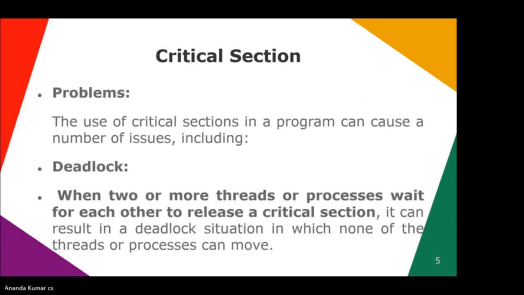First, what are the problems that occur when we apply the critical section? The first one is deadlock. Deadlock means the critical section is available, but no process enters the critical section. All are waiting outside, or the processes are frozen. This kind of situation is called deadlock. If deadlock occurs, it is a bad one.